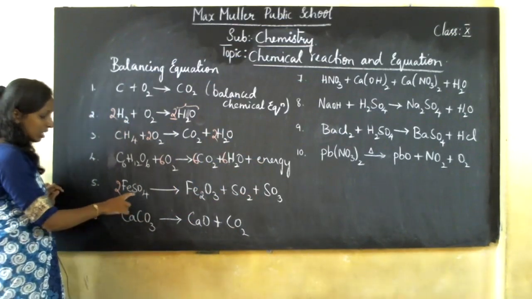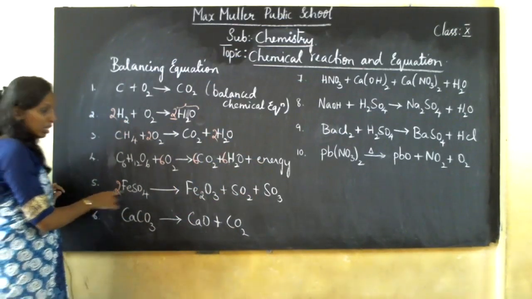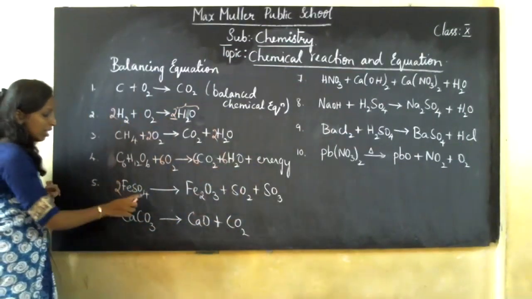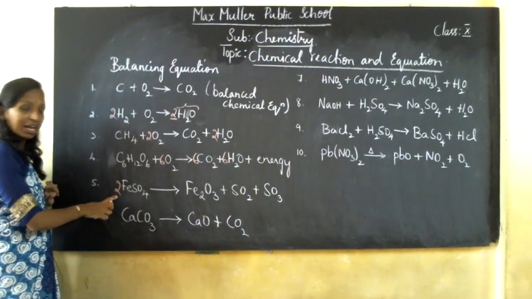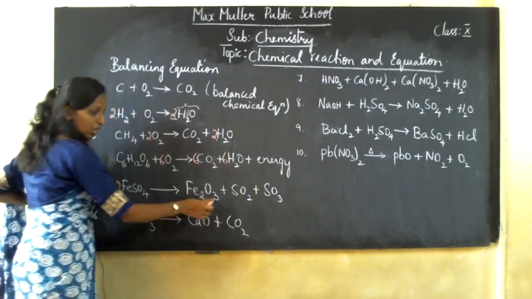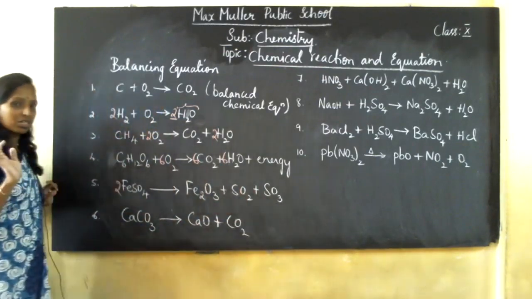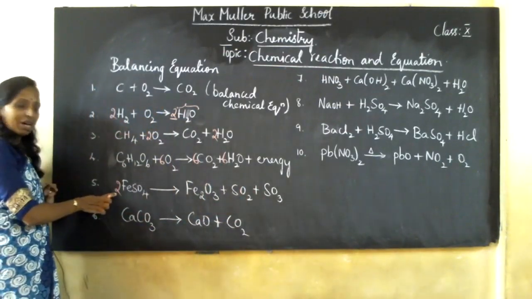Correct? Sulfur, how much I have? 2. Here how much I have? 2. 1 plus 1, 2. Correct? Then I have oxygen. 4 2s is 8. 3 plus 2, 5. 5 plus 3, 8. It is balanced. Only I have to take 2 here to balance this equation.